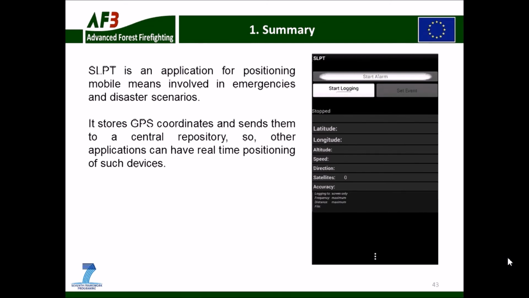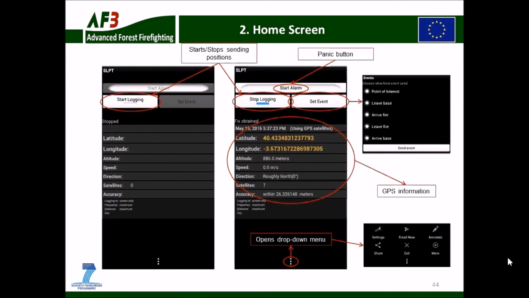It stores GPS coordinates and sends them to a central repository, so other applications can have real-time positioning of such devices. The home screen includes the start and stop positions button and a panic button, which allows the user to inform that a request for relief is launched. It is also possible to open a drop-down menu, which includes all the settings of the application.